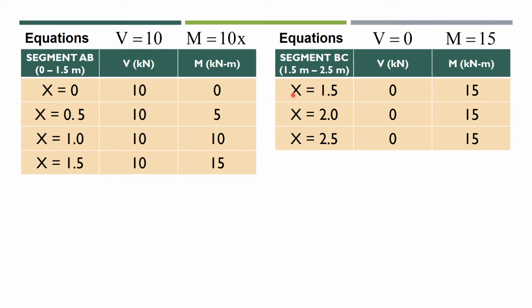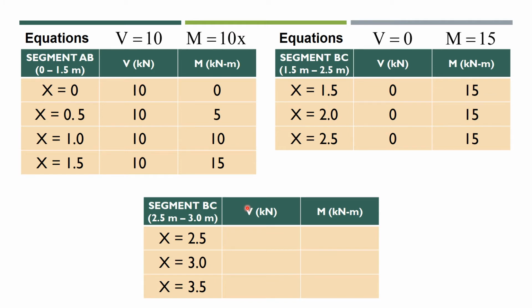So again, when x equals 1.5, shear is 0, M is 15. Kasi nga wala kang variable dito para i-substitute yung value ng x doon sa segment na yon.